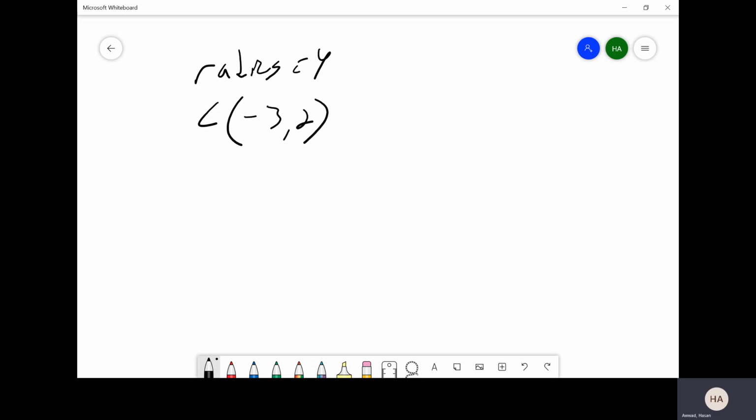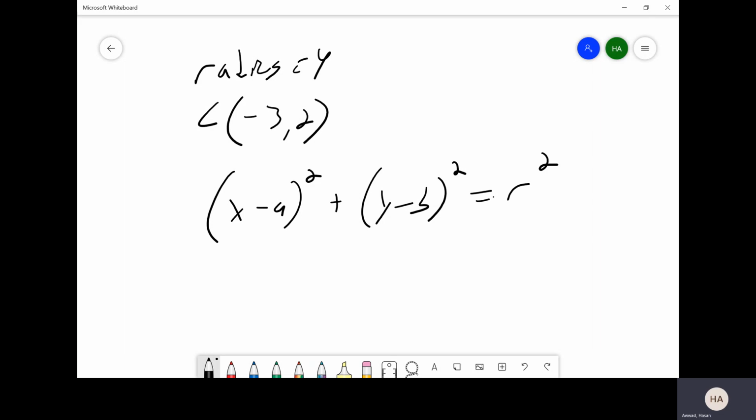Okay, well, we know, again, that we're going to be in the form of (x minus a) squared plus (y minus b) squared is equal to r squared, right? So all we really have to do is just plug in our values. If our center is at (-3, 2), -3 is my x component of the center, right? Please do not plug -3 into x. Remember, your center is (a, b), right? So you're plugging -3 into a, and you're plugging 2 into b.